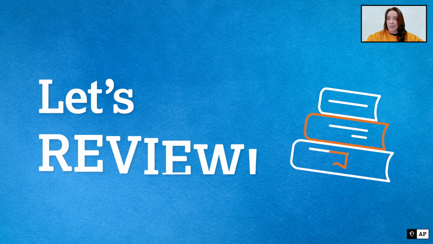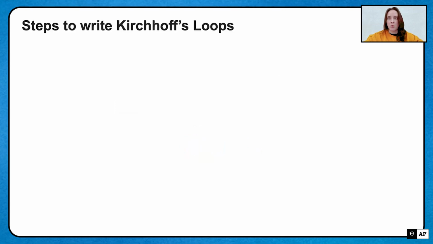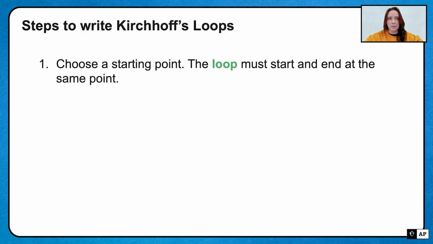So first off, let's review. Last time we said that a complete loop around a circuit has a potential difference of 0. If you end where you start, your total change in potential is 0. So today we're going to put that to work by writing out our Kirchhoff loops for a specific circuit and then using that loop to solve our circuit.